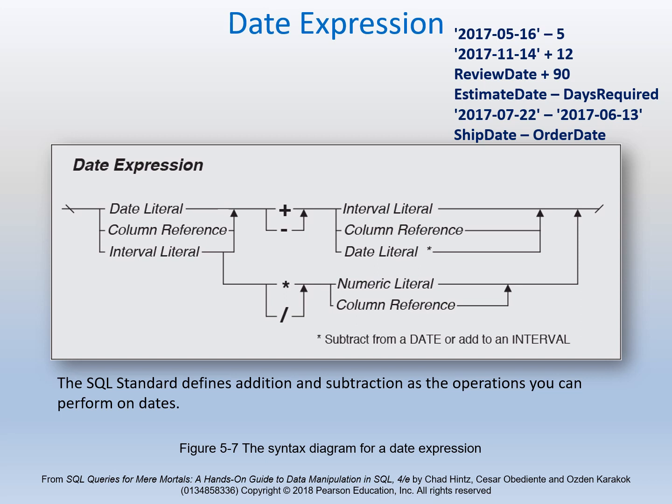The month is November. The day is 14 plus 12 days. We have a column which we must assume has the data type date, and we're adding 90 days to it. We also have the formula estimate date minus days required, two columns with the date data type.